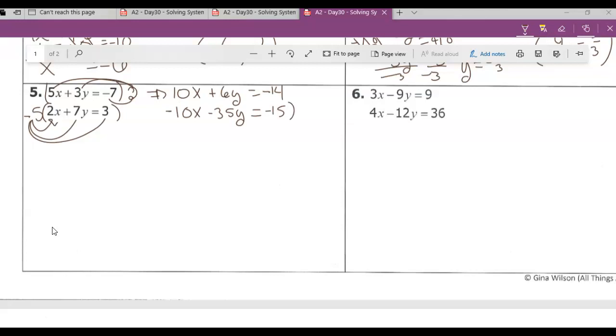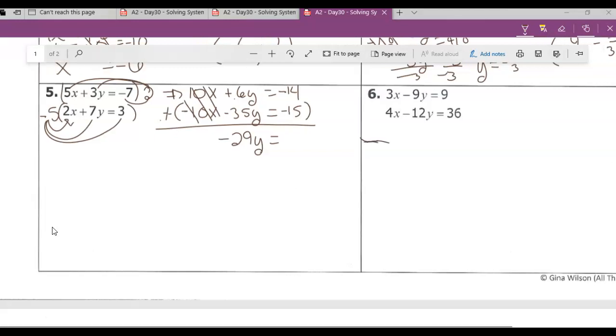So now I can add the whole top equation to the bottom one. 10x's plus negative 10x's cancel out to 0x's. 6y's plus negative 35y's equals negative 29y's. Negative 14 plus a negative 15 gets more negative and it equals negative 29. Oops, I need to make this straight mark and move the screen over here.